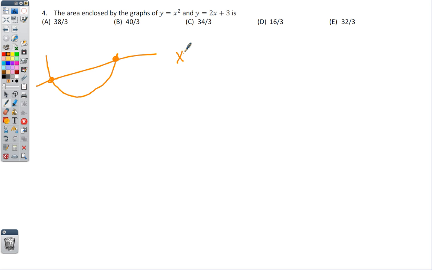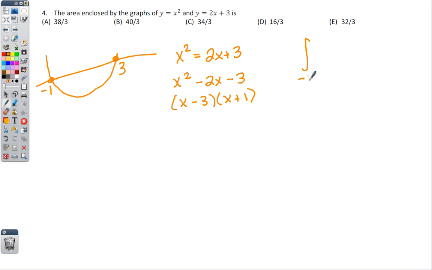And we set them equal. x squared equals 2x plus 3. Move them to the other side: x squared minus 2x minus 3 equals 0. No one really cares. It's like (x minus 3)(x plus 1). So that's probably negative 1 and that's probably 3. So we integrate, right? We're going to take the integral from negative 1 to 3. And then we're going to go from the top function to the bottom function.